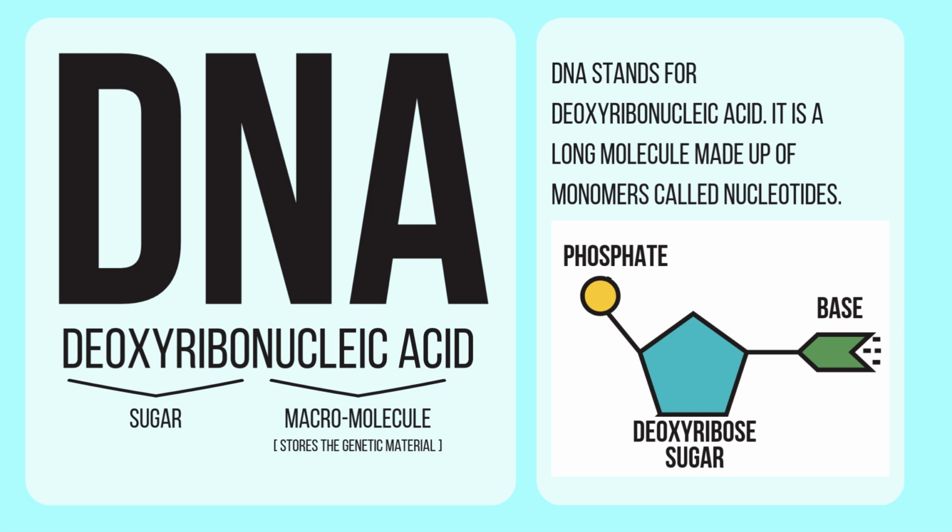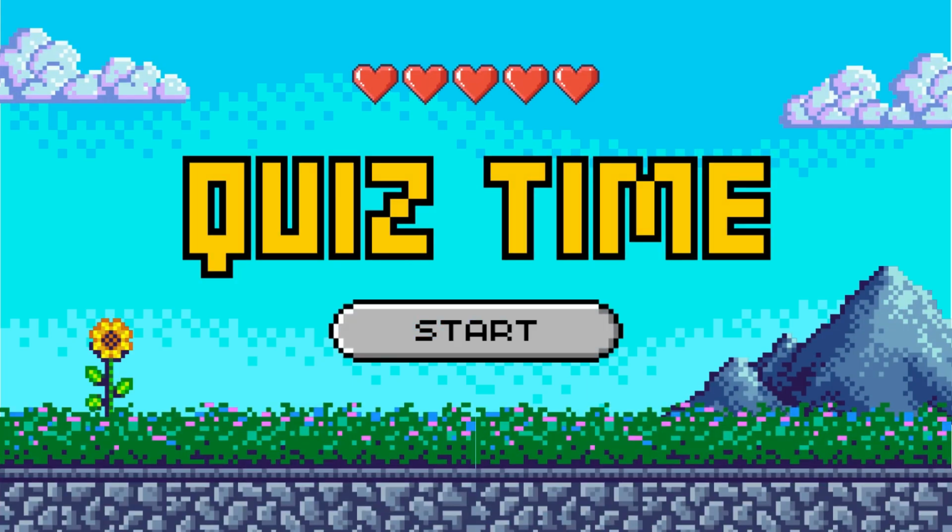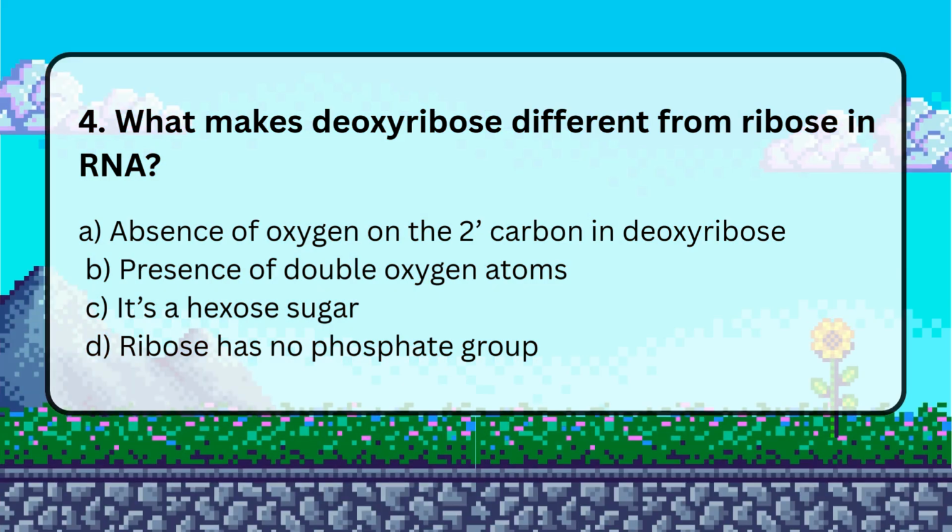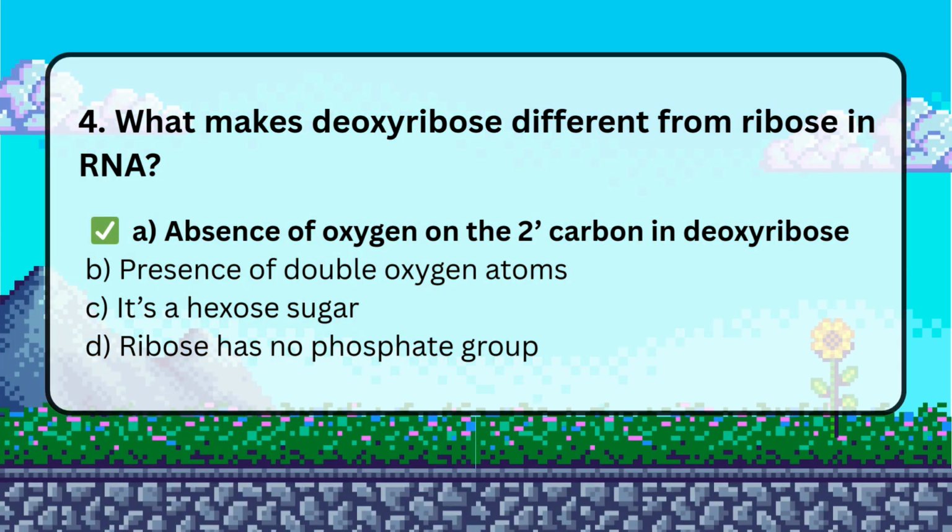DNA has the sugar deoxyribose. Now the MCQ that can be asked by the examiner is: what makes deoxyribose different from ribose in RNA? Deoxy in DNA means one oxygen is missing, specifically on the second carbon of the sugar. This difference contributes to DNA stability. So the right option is the absence of oxygen on the second carbon in deoxyribose. And the other options are not going to make sense.